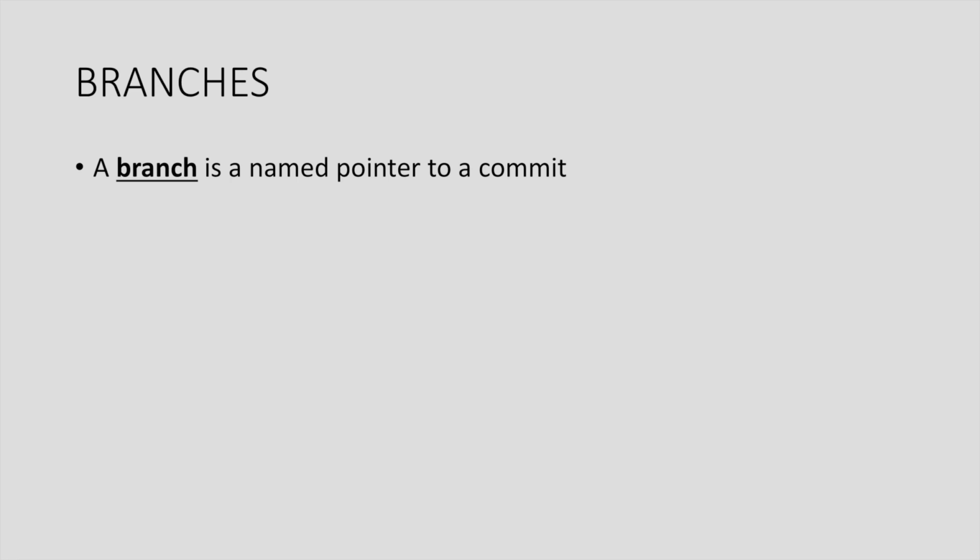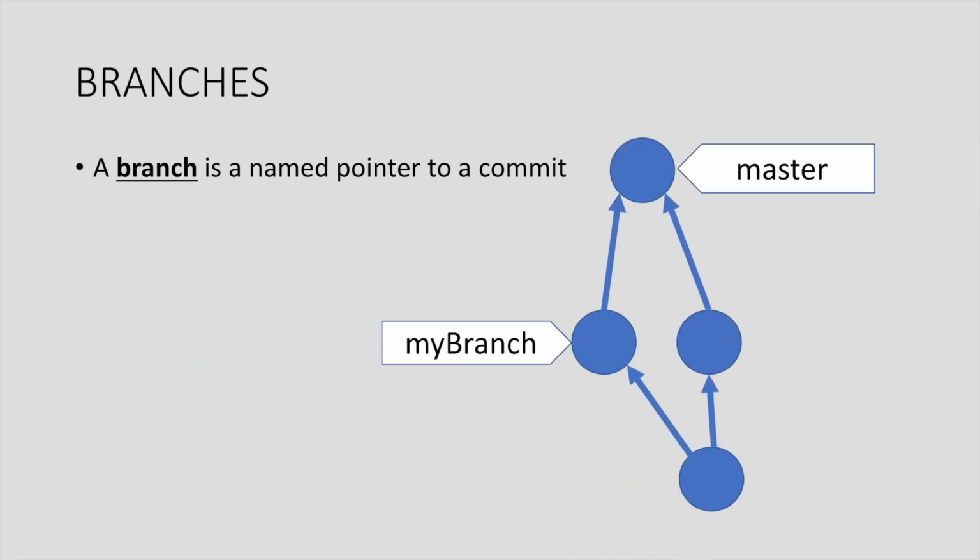Branches. A branch is a named pointer to a commit. So it's a pointer and it has a name which you give it. So these are what branches look like on a commit tag. That's how I draw them anyway.